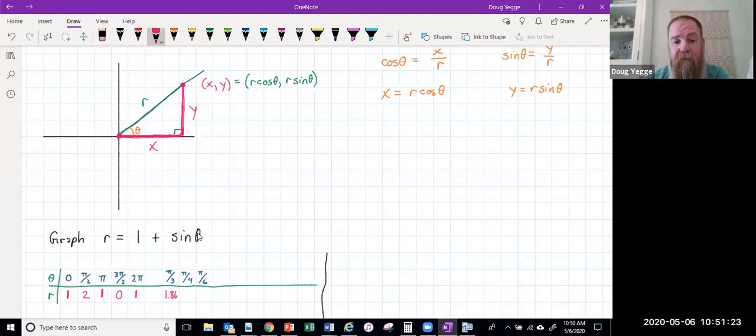Root 2 over 2 plus 1. Well, root 2 is 1.41. Divide that by 2, you get 0.7. So at pi over 4, I get 1.7. But look at how nice pi over 6 is. Sine of pi over 6 is 1/2. 1 plus 1/2 is 1.5. That's why I'm going to choose my pi over 6 angles. So I'm going to choose pi over 6, 5 pi over 6, 7 pi over 6, and 11 pi over 6.